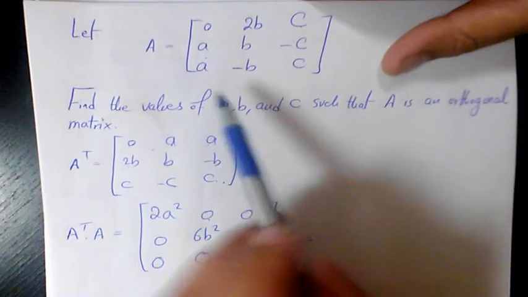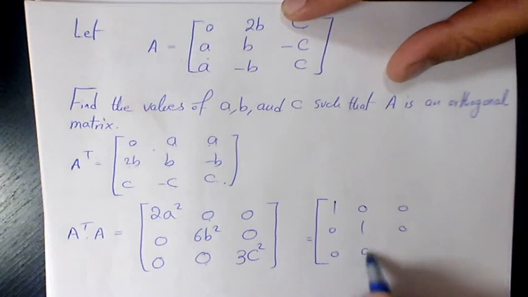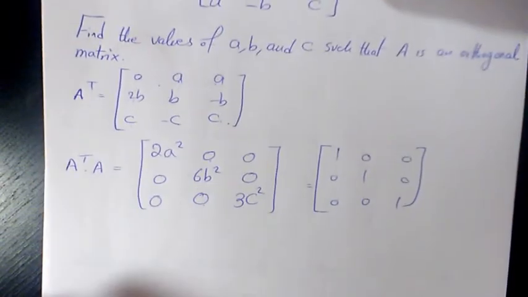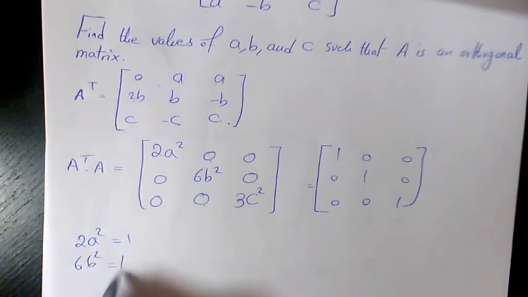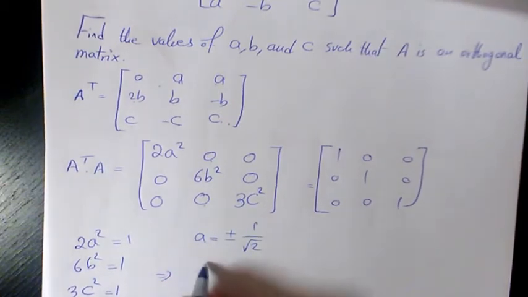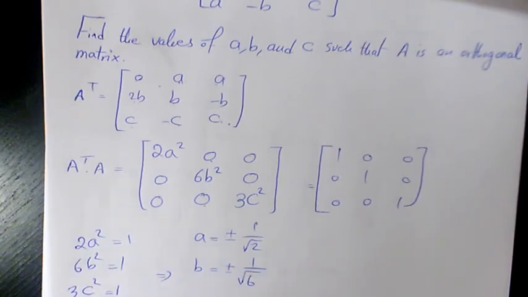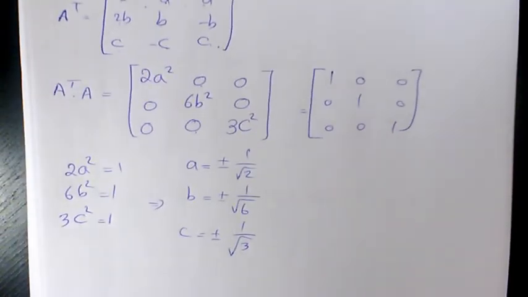If A is orthogonal, this one has to be equal to an identity matrix. So it means that 2a squared has to be 1, 6b squared has to be 1, and 3c squared is going to be 1 as well. So a is going to be plus minus 1 over root 2, b is going to be plus minus 1 over root 6, and c is going to be plus minus 1 over root 3. So those are the values of a, b, and c in order to have A as an orthogonal matrix.